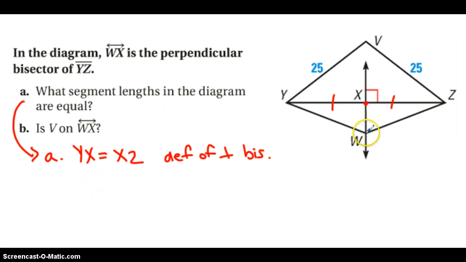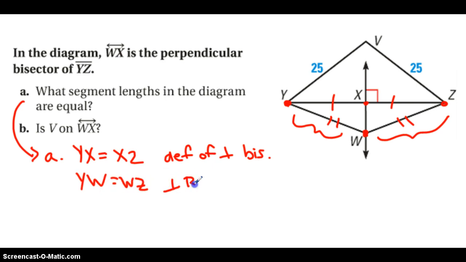Okay. Well, W, we know, is on the perpendicular bisector. We can see that. So if W is on the perpendicular bisector of this segment, that means that W is the same distance from Y and Z. So that's going to then tell us that YW is equal to WZ. And that's by the perpendicular bisector theorem. That's what that theorem states, that if you have a point that's on the perpendicular bisector, it is equidistant from the endpoints of the segment.